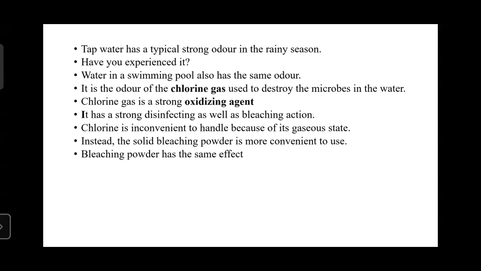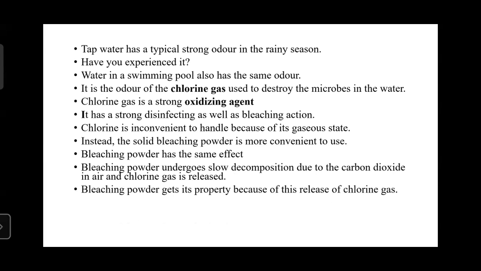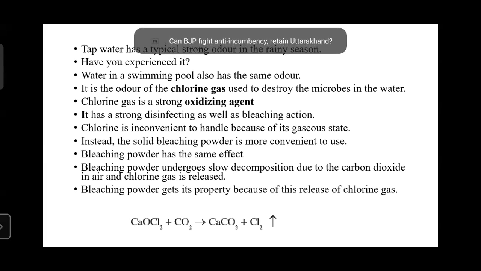Bleaching powder has the same effect as chlorine gas, and bleaching powder undergoes slow decomposition due to the carbon dioxide in the air and chlorine gas is released. Bleaching powder gets its property because of this release of chlorine gas. CaOCl2 plus carbon dioxide gives CaCO3 plus Cl2 evolved.